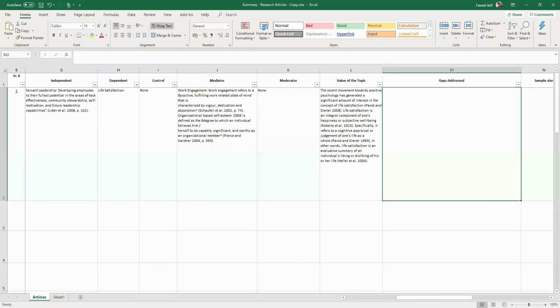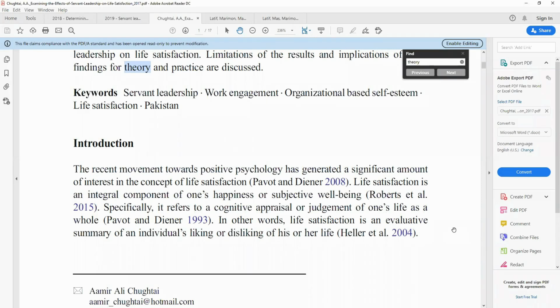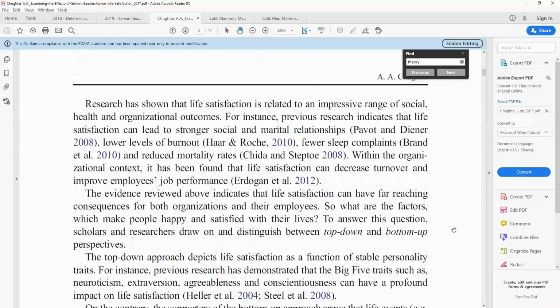So if you go back to the paper here, obviously this is a published research, so they would have expressed certain gaps. They would have addressed certain limitations in existing research. So what limitations did they address? Okay, research has shown that life satisfaction is related to an impressive range of social, health, and organizational outcomes. This is how life satisfaction is related to different outcomes.